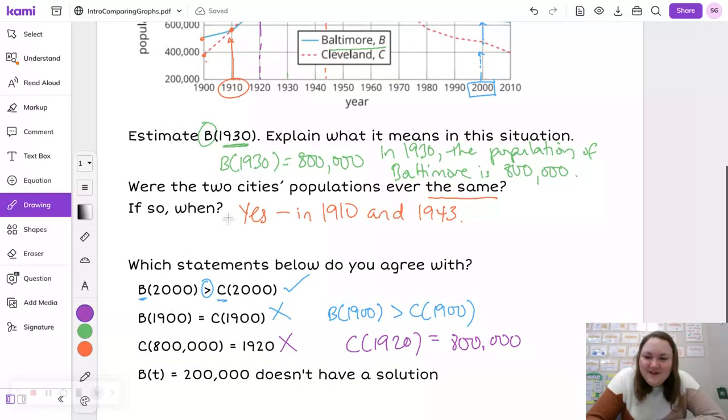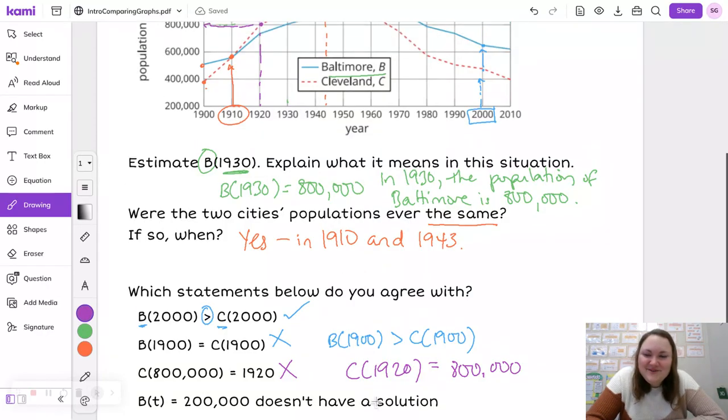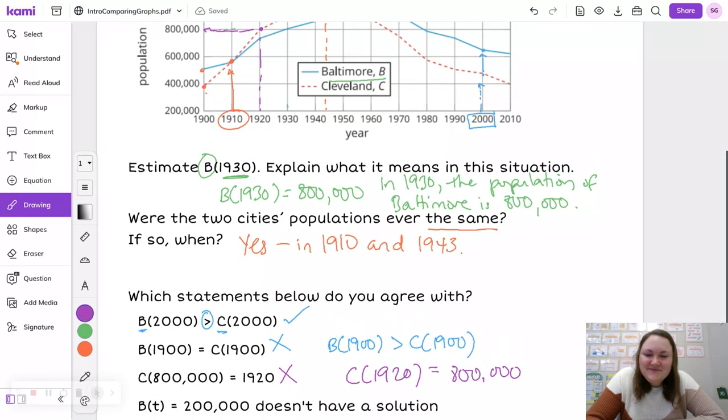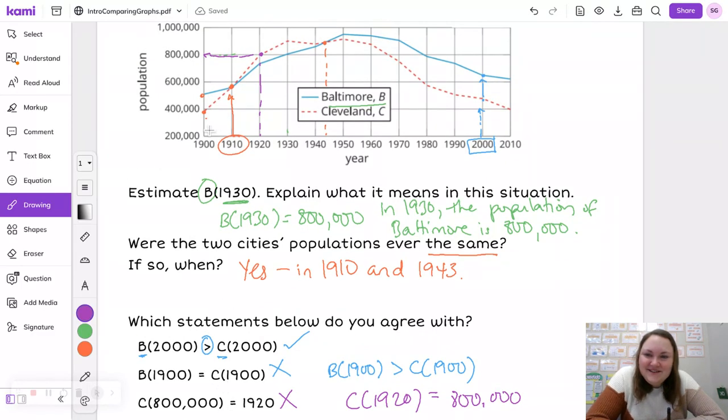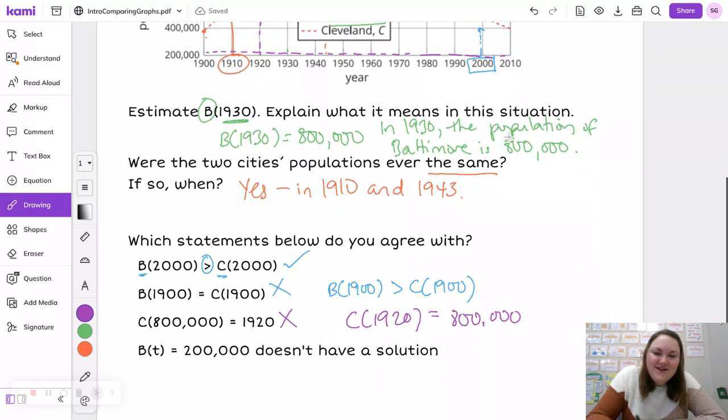And then one final one, it says B of t equals 200,000 does not have a solution. What do we think? Well, if I look at a population of 200,000, there is no year where that would be true for Cleveland or Baltimore. So yes, I do agree with that final statement.